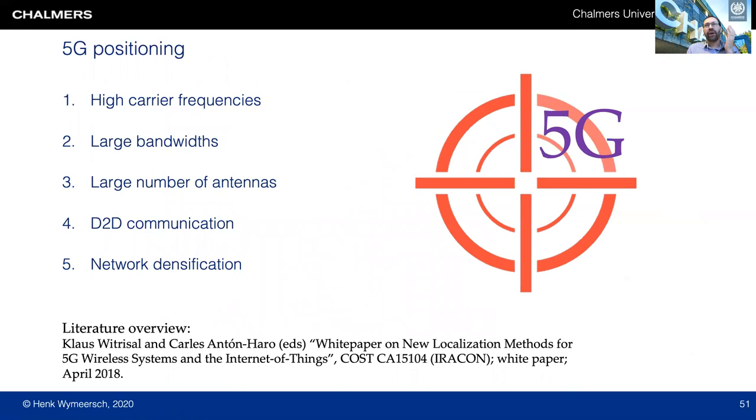Okay, so in 5G, there will be five benefits I will talk about: going to higher carrier frequencies, larger bandwidths, a large number of antennas, device-to-device, and network densification. And by the way, there's a very nice, massively underrated white paper on new localization by the INCOMING COST Action, which I really recommend that you have a look at. It goes into many more details about what I talked about today.